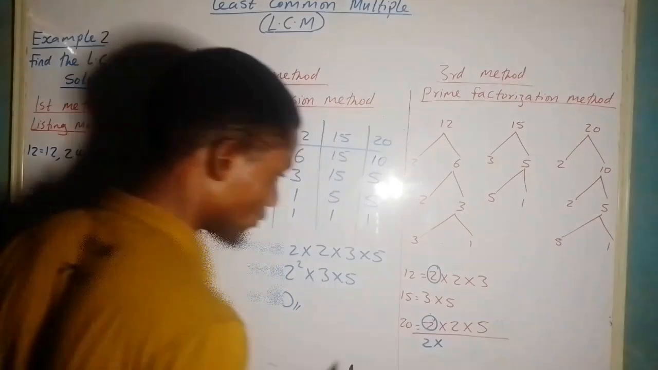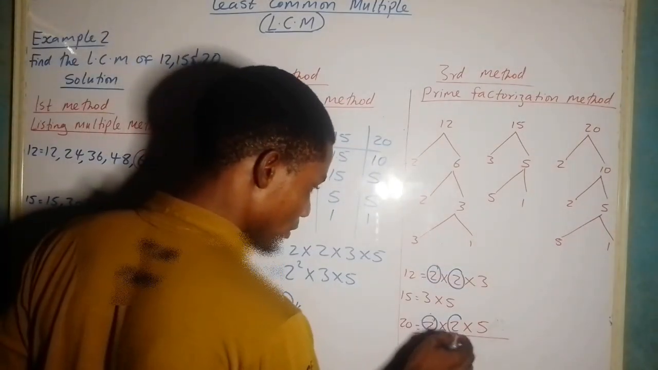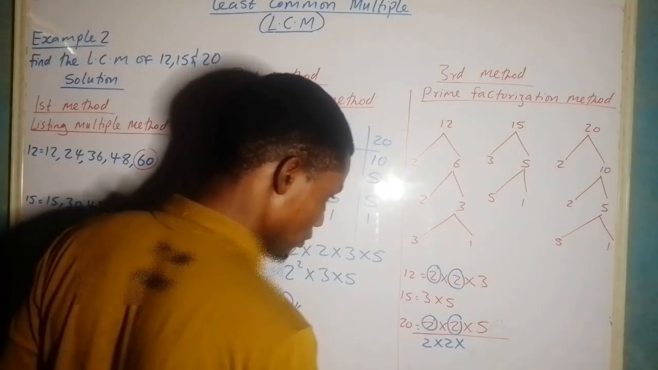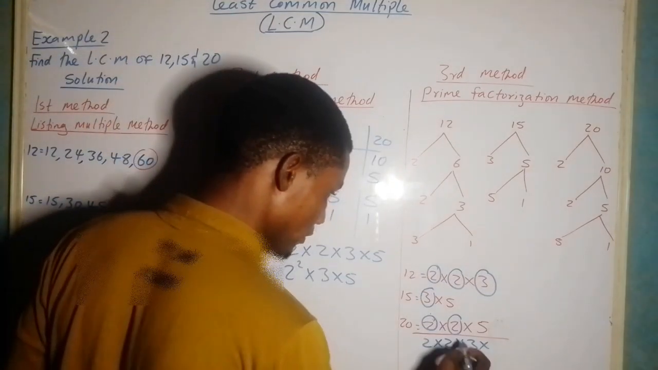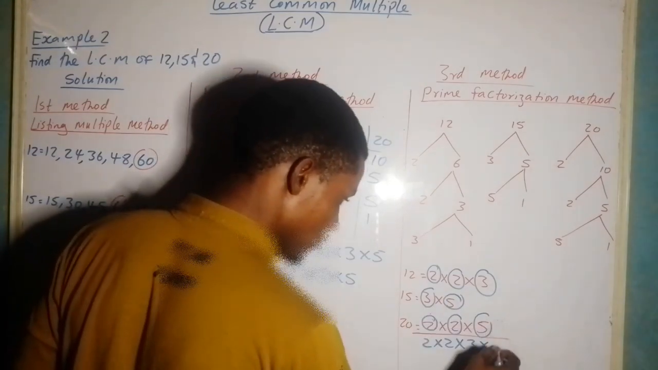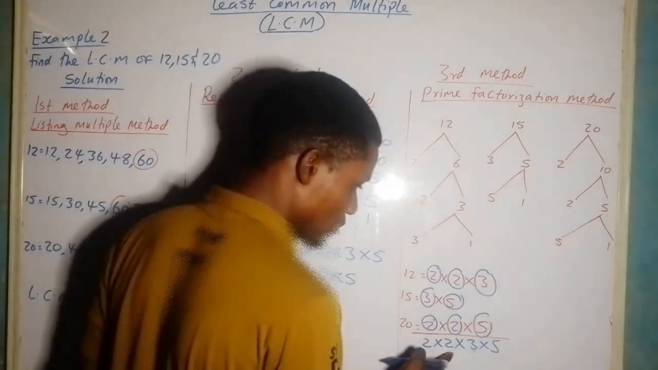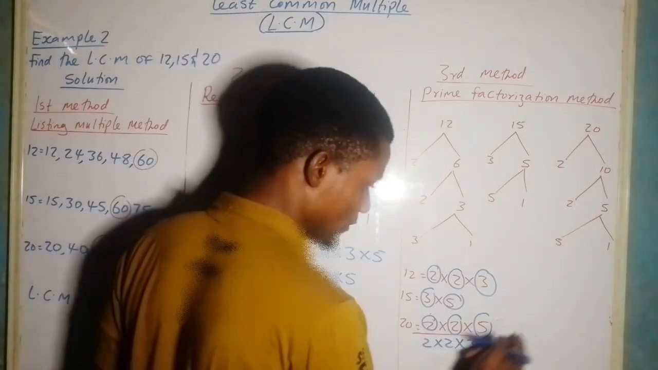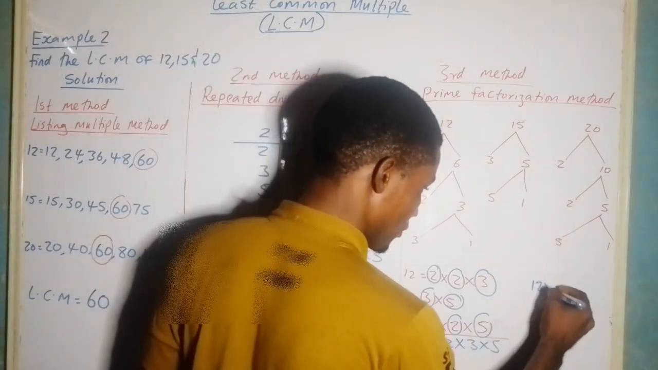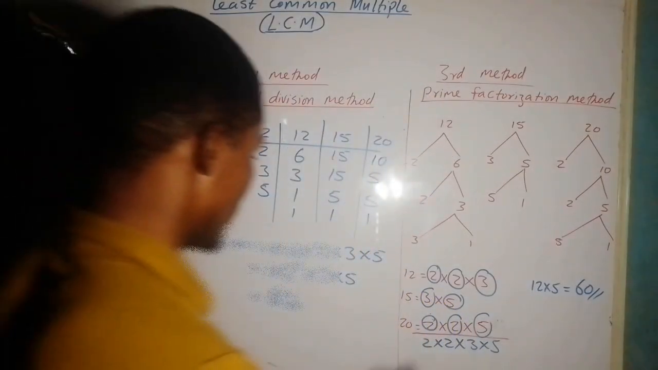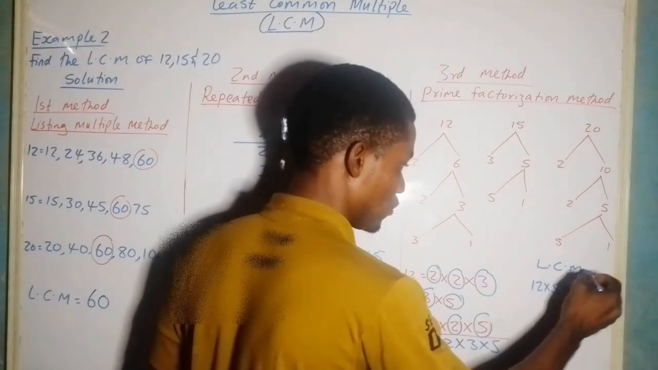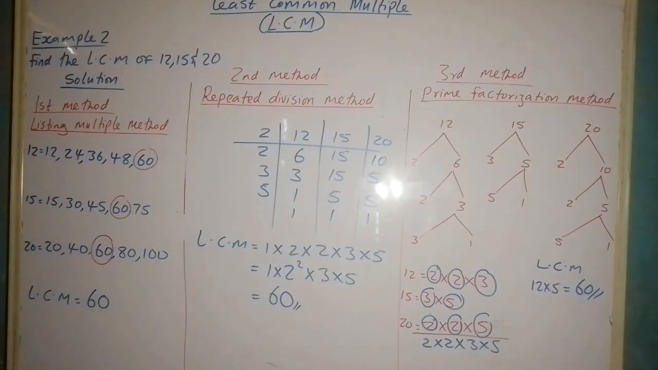2 times, the number is common, prime factor, 2 times 3 times 5. So 2 times 2, 4. 4 times 3, that's 12. 12 times 5 will give us what? 60. So that is our LCM. Our LCM is 60. That is how to find the LCM of a 3-digit number using the prime factorization method.